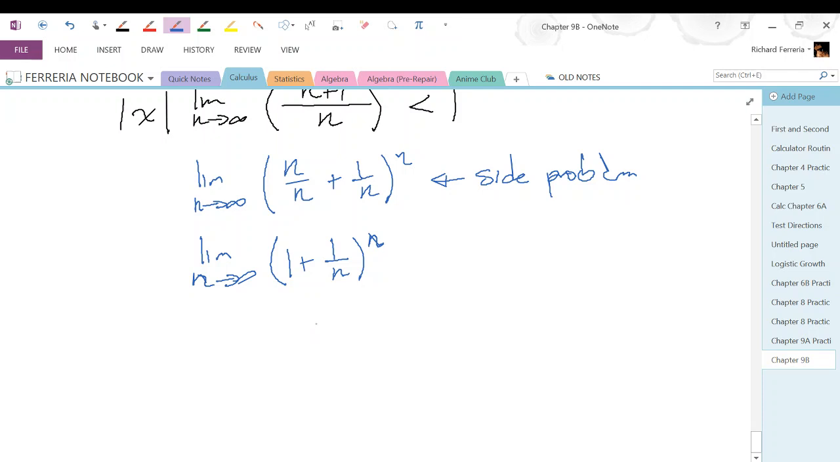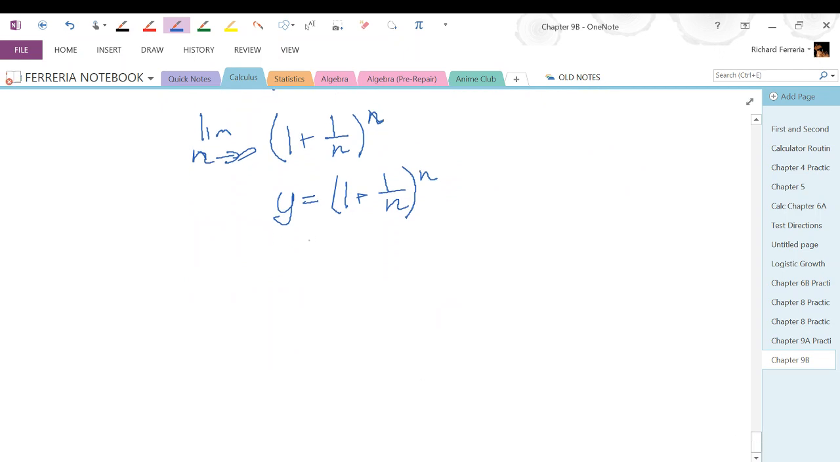Okay, so since we have something to the n power, we're going to use that y equals 1 plus 1 over n to the n power. Isn't that what you were just talking about? It is, actually. It's exactly what we were talking about. We're going to take the natural log. That's going to be n multiplied by the natural log of 1 plus 1 over n. And then now we're going to take our limit as n approaches infinity.